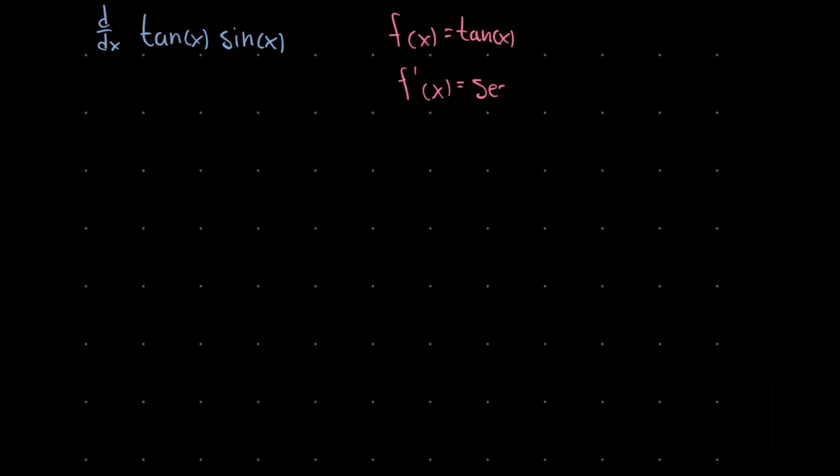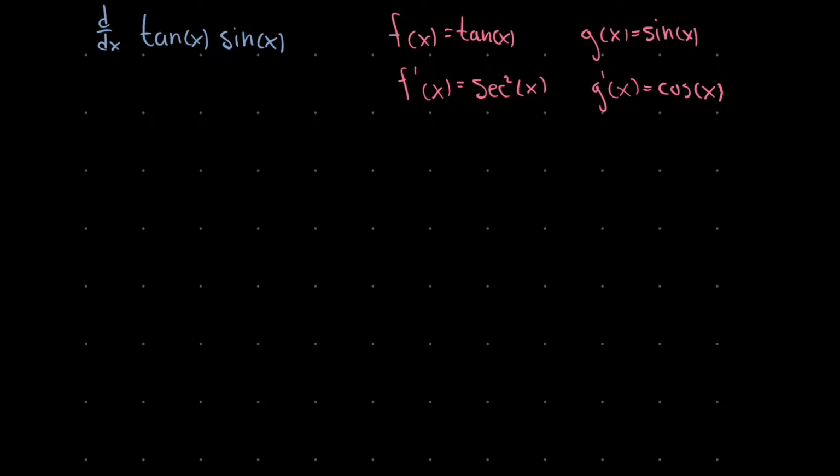Let's say we have a question like the derivative of tangent of x times sine of x. We have our two separate functions first. f of x is tangent of x, and the derivative of tan is secant squared of x. And here we have g of x equal to sine x, and the derivative of sine x is just cosine x.